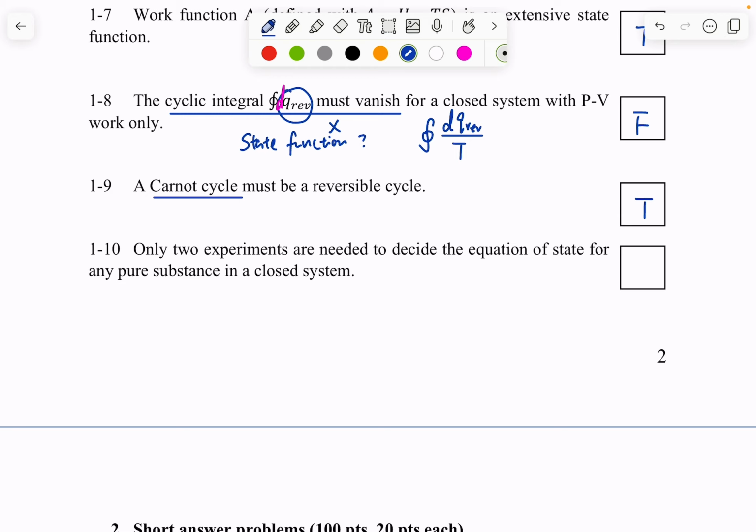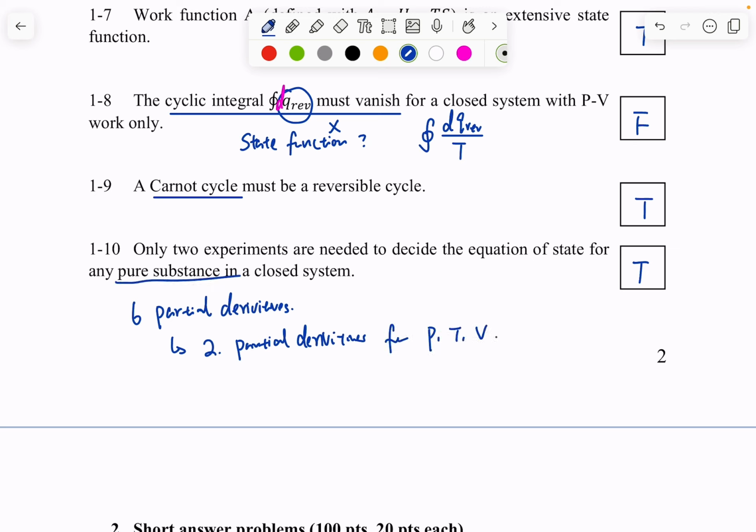Only two experiments are needed to decide the equation of state for any pure substance in a closed system. So this one is also true. Remember, we have 6 partial derivatives. And then we reduced it to 2 partial derivatives for P, T, and V. And since we are stating we have a pure substance in a closed system, so no chemical reaction and no material exchange.